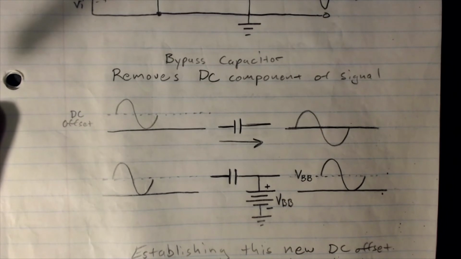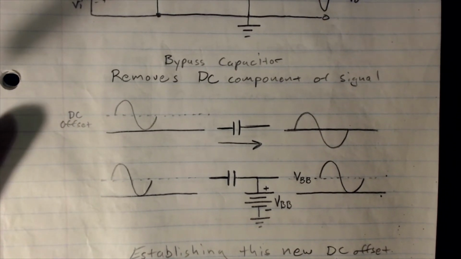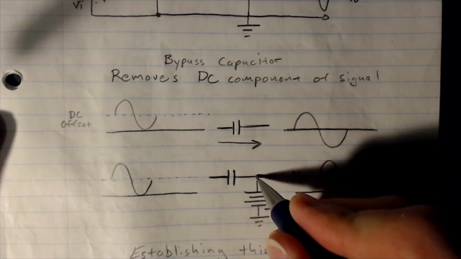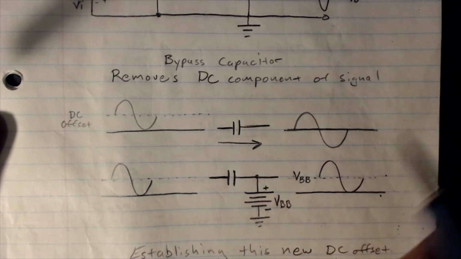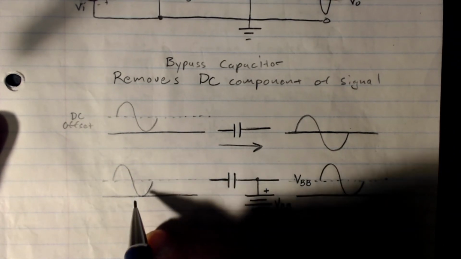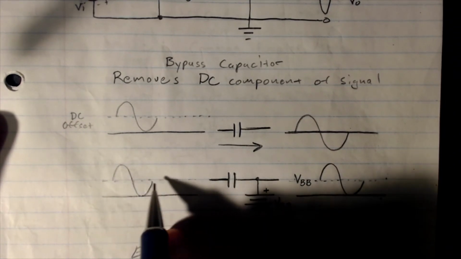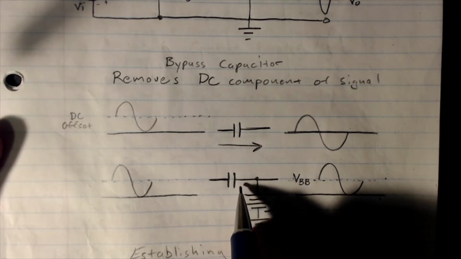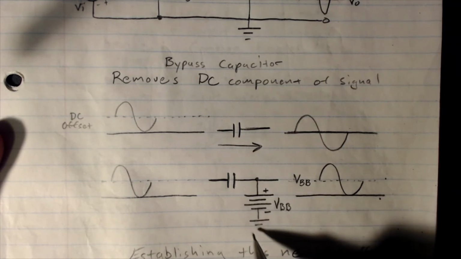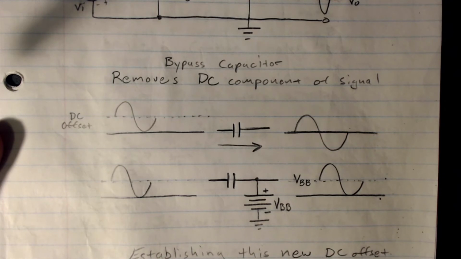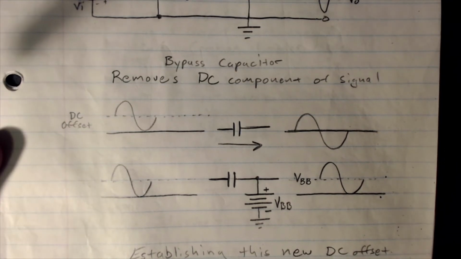Now, similarly, we can actually create a new DC offset by just having a voltage at this point. So as our AC signal goes up and down around this DC offset, this capacitor removes the DC offset, and then we end up adding our own over here. Okay, now why does a capacitor do this?